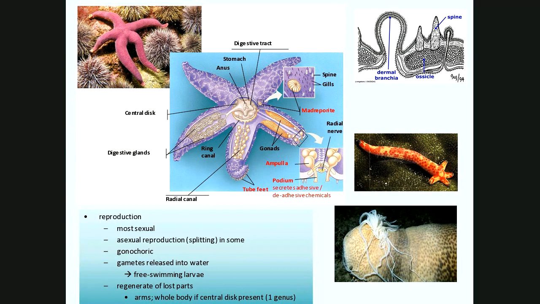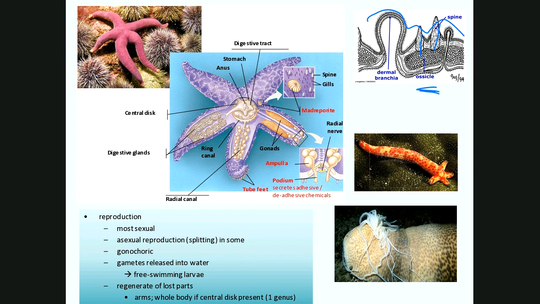In the upper right is the picture when I'm talking about their skin. This is looking at a cross section. These are the ossicles, those calcium carbonate plates, and then all of this surrounding would be the epidermis. They have spines that stick out of calcium carbonate protection. Dermal branchia are an accessory respiratory organ. You see, the dermal branchia is thin enough they can actually exchange gases across it. So it's a way in which they can exchange oxygen, carbon dioxide, and that sort of stuff.